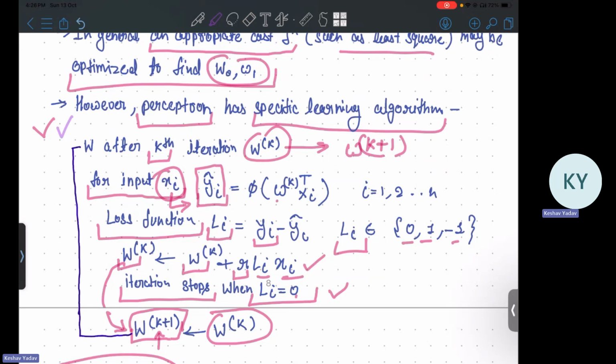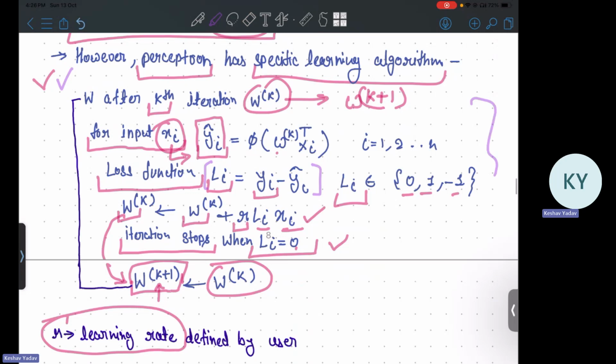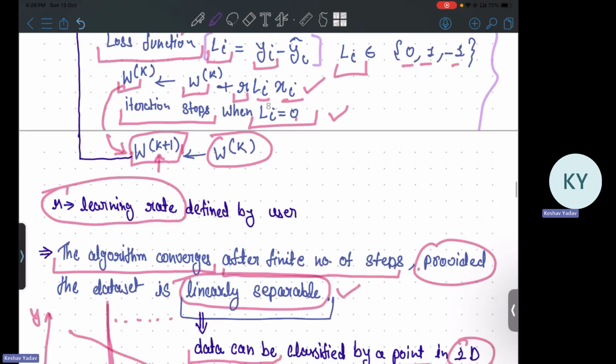to learn in perceptron. There we try to minimize the loss function, that is the difference between the known value and the predicted value. We try to minimize this loss function. So this is the algorithm for perceptron. Here one R is involved, that R is known as the learning rate.